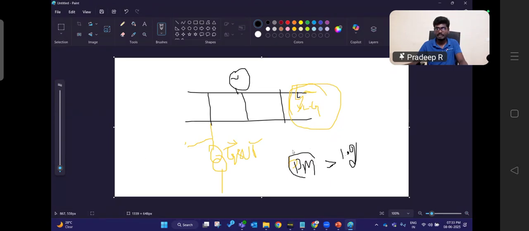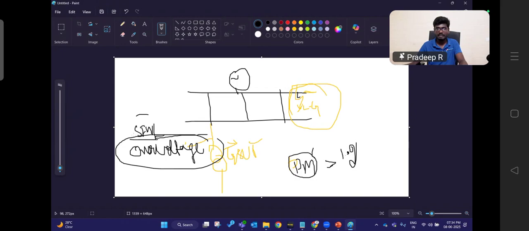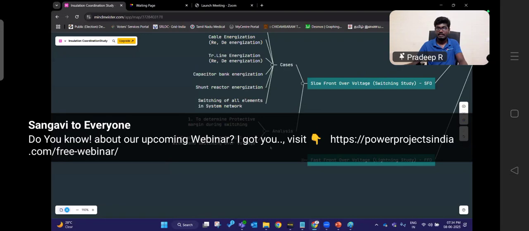To calculate this protective margin, we divide the switching impulse withstand level by the voltage that occurs. When I am energizing my line, I will observe an over voltage, and the switching impulse withstand level of the equipment is given by the data sheet or the manufacturer itself. After calculating this, the protective margin must be greater than 1.2. At that time we can say that our surge arrestor can withstand.